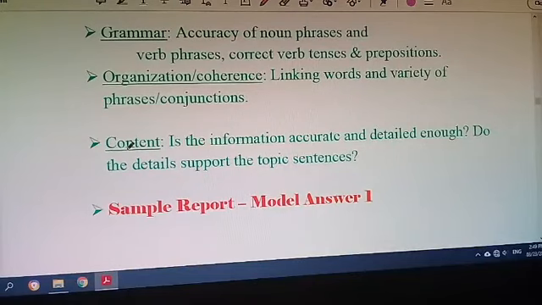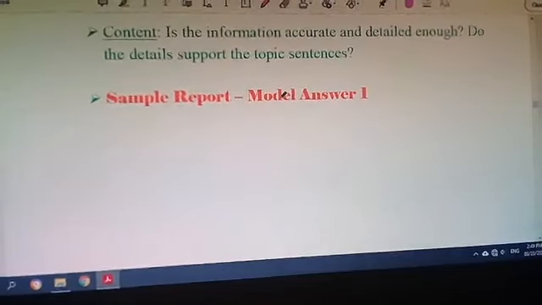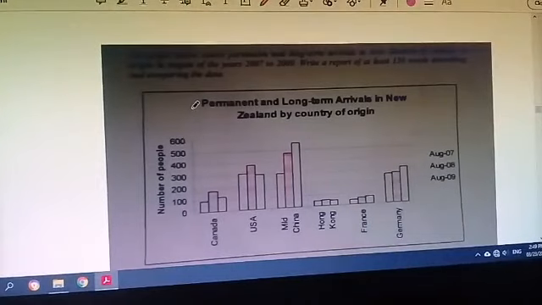Last one, content. Is the information accurate and detailed enough? Do the details support the topic sentence? Now, a sample report, a model answer. Here I will show you a sample report and also a model answer. You can see an image here.